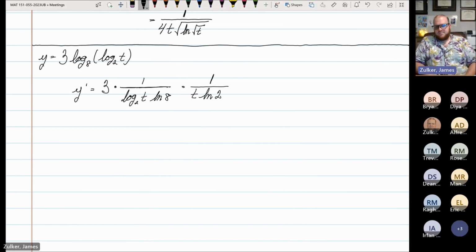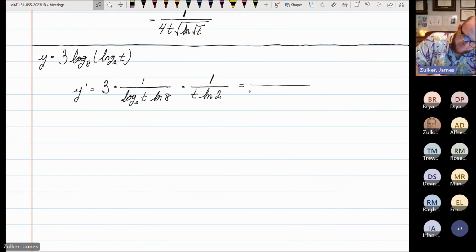Now we need to look at the next function, which is a log base 2. Now let's simplify. Numerator is going to be just 3. In the denominator, we're going to have a t, natural log of 2, times natural log of 8, times log base 2 of t.